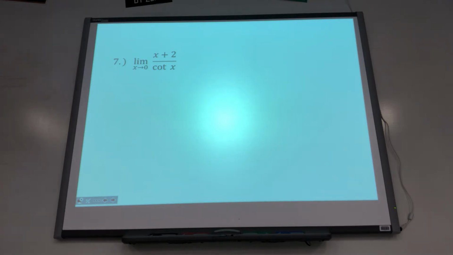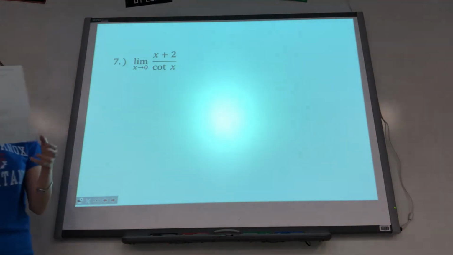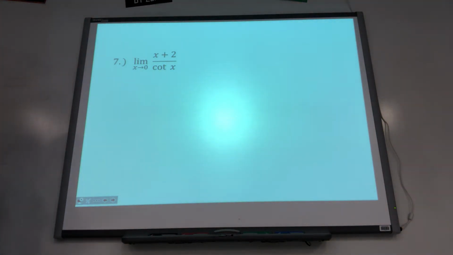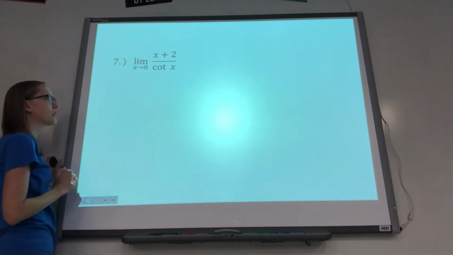Number 7. The limit as x approaches 0 of (x + 2) over cotangent of x. All right, well, trig again here. Let me see if I can just plug in the 0. Cotangent of 0, nope. On Handy Dandy, that's giving me the circle with the line through it. So I can't just plug in the 0.